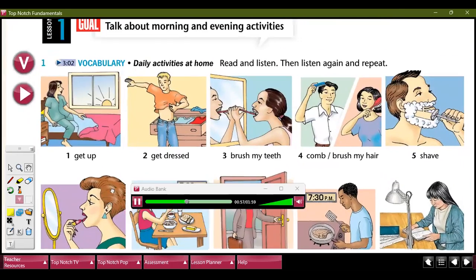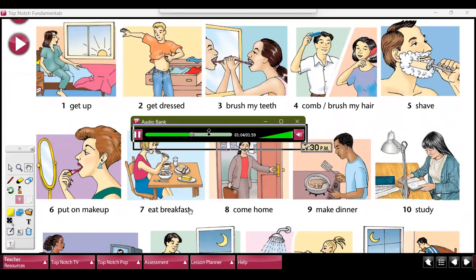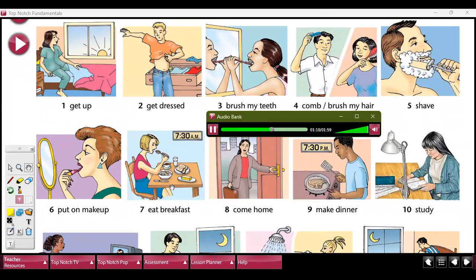Now listen again and repeat. Get up. Get dressed. Brush my teeth. Comb my hair. Brush my hair. Shave. Put on makeup. Eat breakfast. Come home. Make dinner. Study. Watch TV. Get undressed. Take a shower. Take a bath. Go to bed.